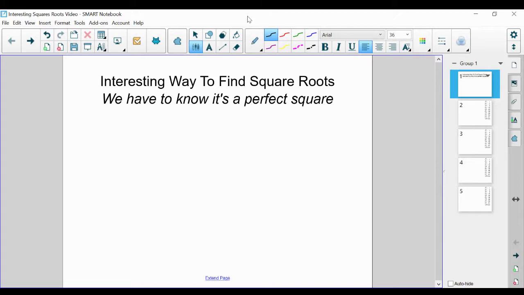All right, in this video, we are going to be talking about an interesting way to find square roots, and fairly quickly. We have to preface here, though, that we have to know that it is a perfect square in order for this method to actually happen.